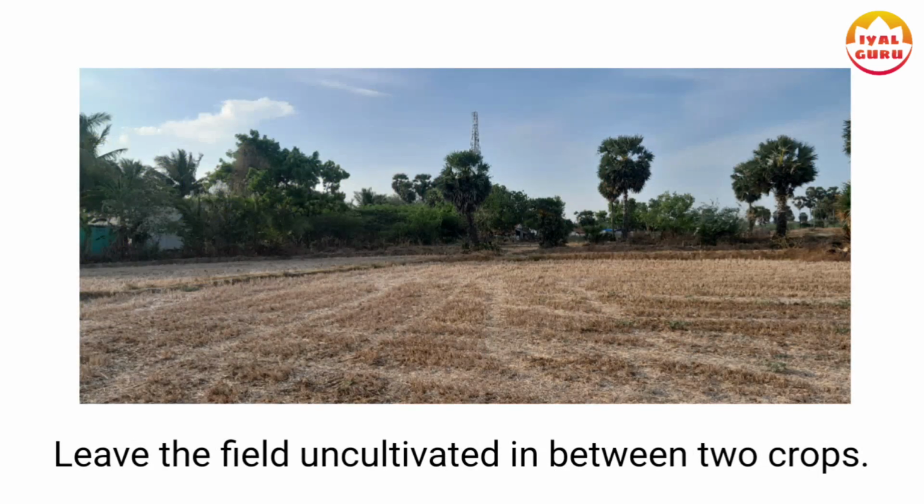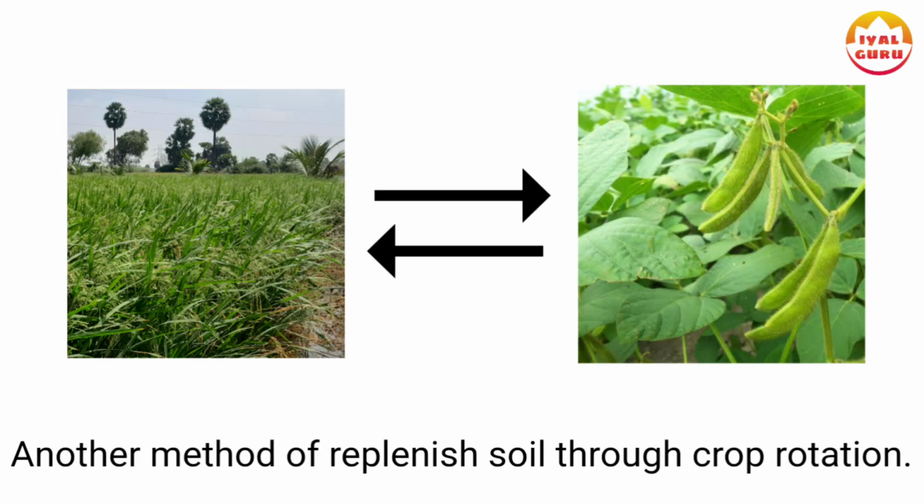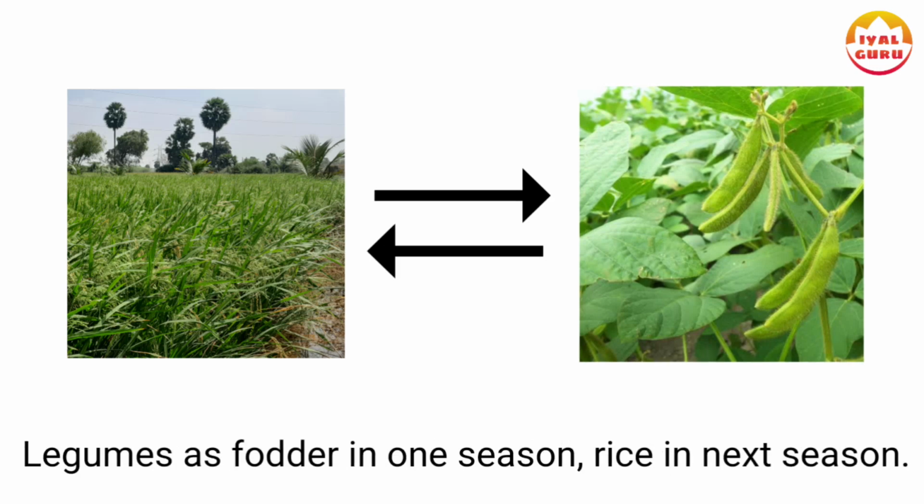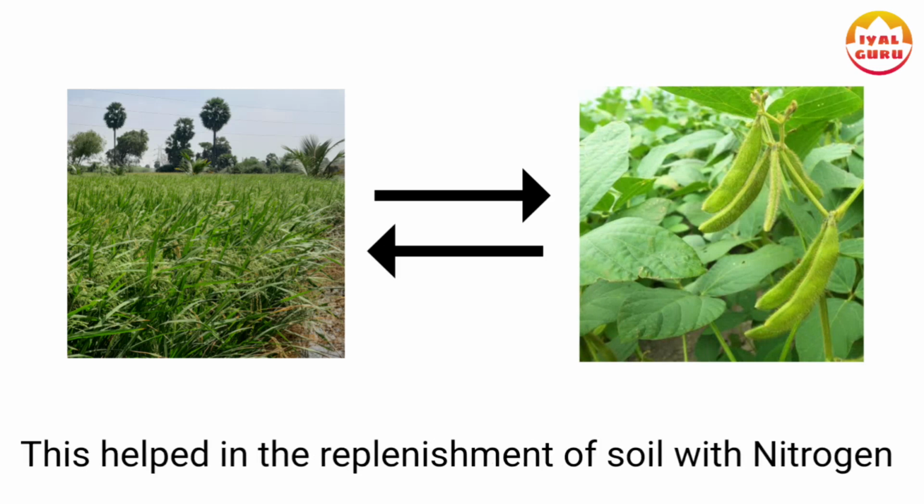Another good practice is to leave the field uncultivated in between two crops, and another method of replenishing soil is through crop rotation. For example, legumes as fodder in one season, rice in the next season. This helps in the replenishment of soil with nitrogen.